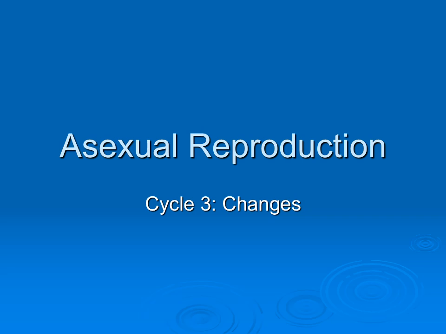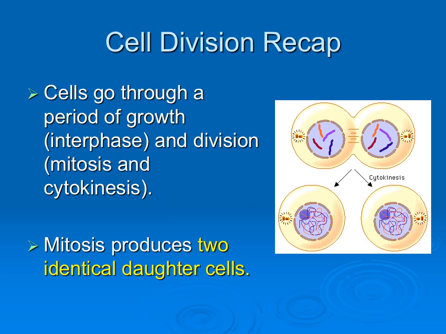So far we have discussed changes in terms of mitosis and how the cell changes so that it can grow and divide. So just a quick cell division recap. Cells go through a period of growth, which remember is interphase. Interphase is not actually one of the phases or stages of mitosis, rather it's what happens to the cell before it can divide. It has to grow big enough so that it can divide. And then once it is big enough, it goes through prophase, metaphase, anaphase, telophase, cytokinesis. And at the very end, the outcome is that mitosis produces two identical daughter cells.